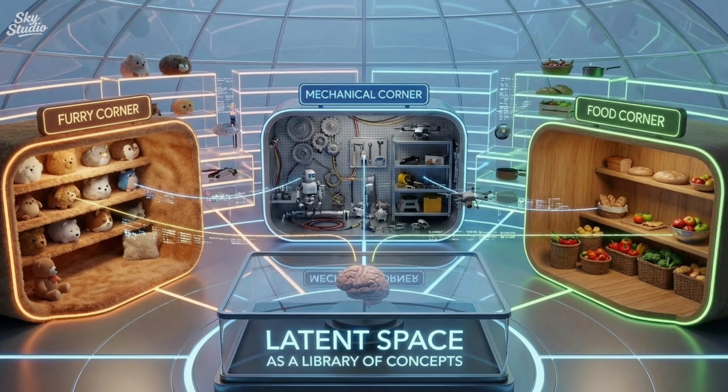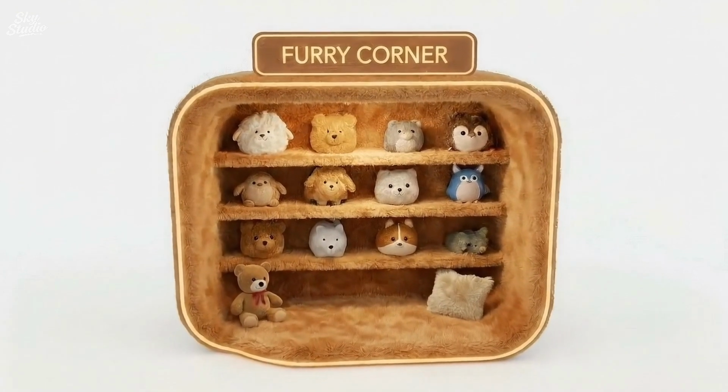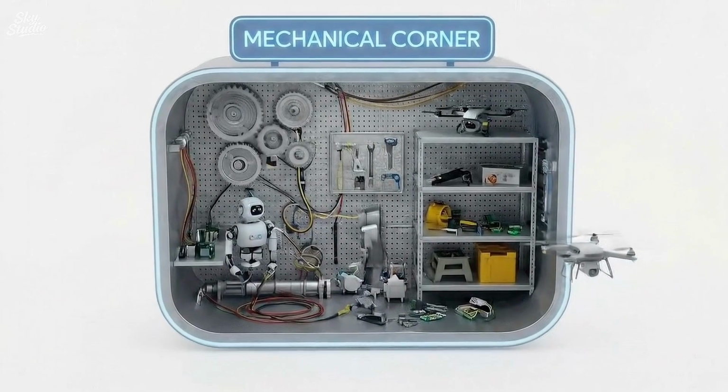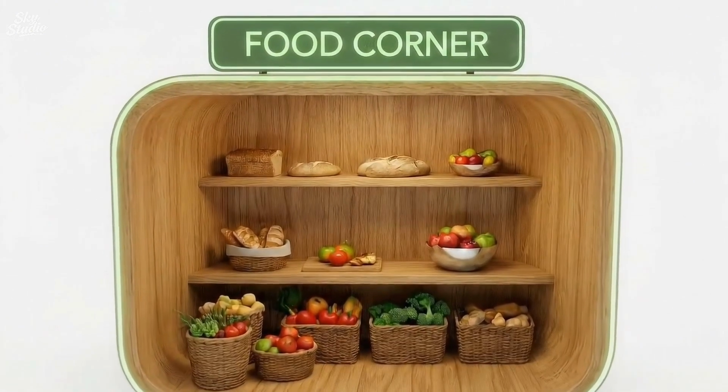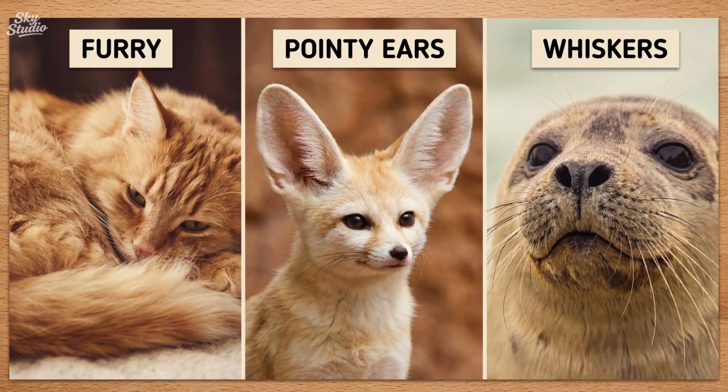Imagine a giant library room. One corner is a furry corner. One corner is a mechanical corner. One corner is a food corner. If you ask for a cat, the AI flies to the point in the library where furry, pointy ears and whiskers all meet. If you ask for a robot cat, the AI finds a spot exactly halfway between the mechanical corner and the furry corner.